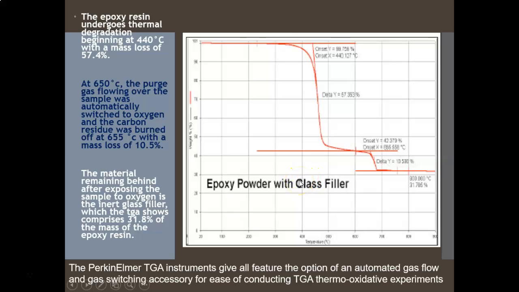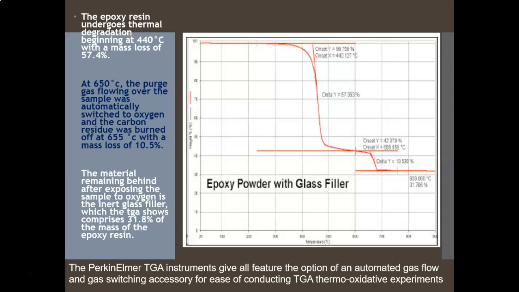At 650 degrees C, the purge gas flowing over the sample was automatically switched to oxygen, and the carbon residue was burned off at 655 degrees C with a mass loss of 10.5%. Now we can see that we have multiple curves, 1, 2, and 3. What remains after exposing the sample to oxygen is the inert glass filler, which the TGA shows comprises 35 and 31.8% of the mass of the epoxy resin.